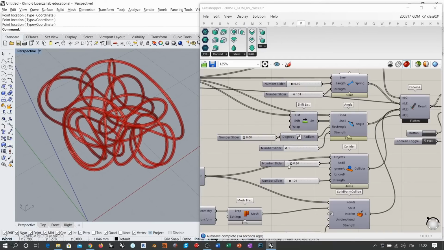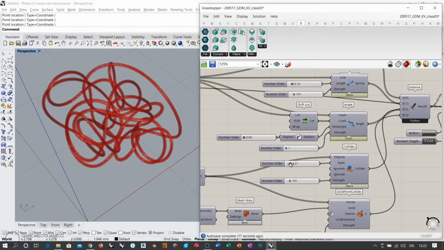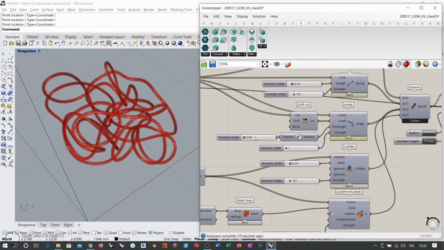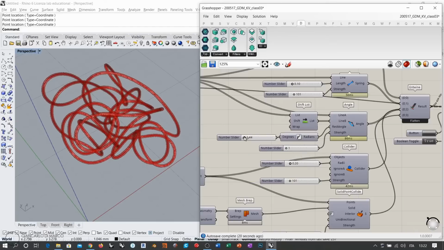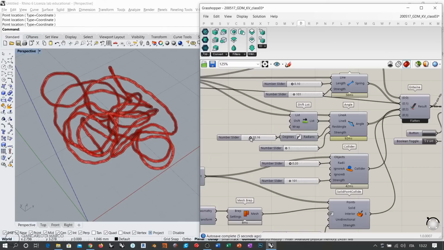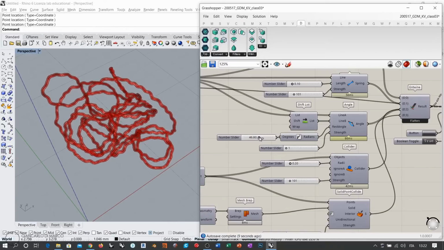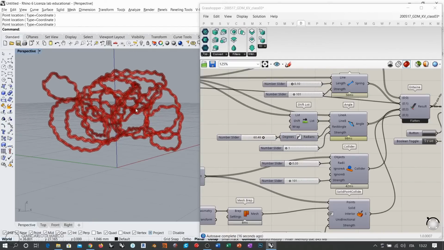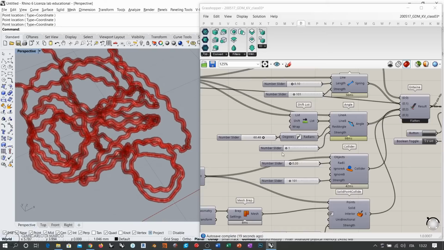Also there is the angle. If we decrease the radius and start increasing the angle, for example, then this object starts to have some angle between two adjacent segments, and you can see we start to get this kind of crispy behavior. Also, this angle can affect whole chunks of the curve.